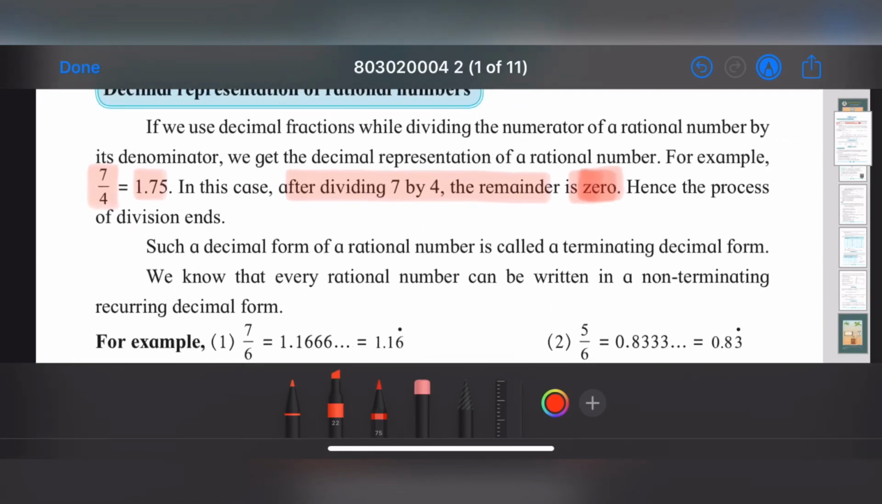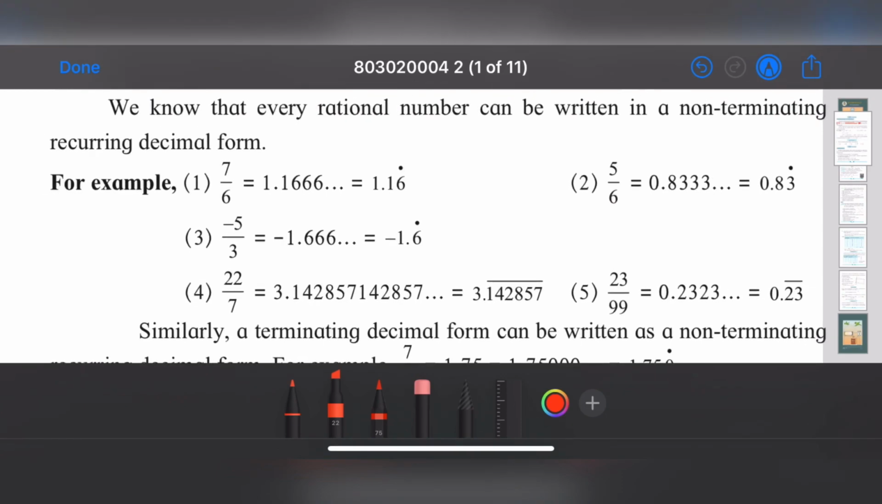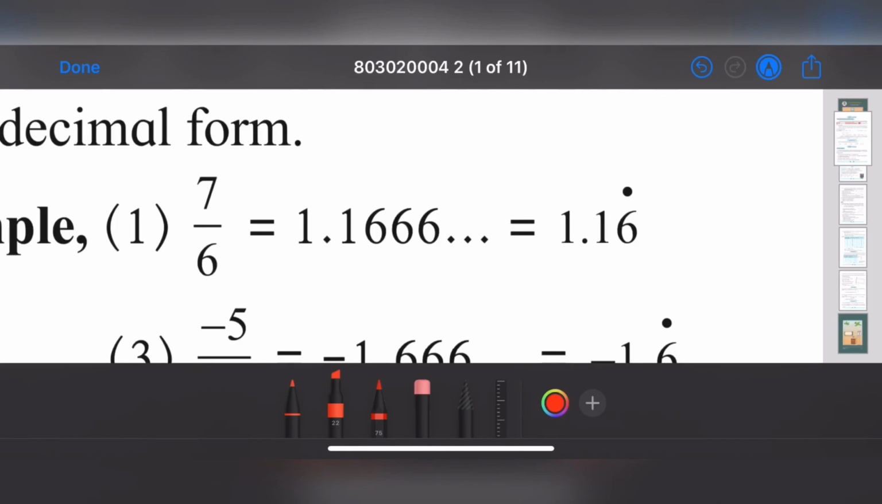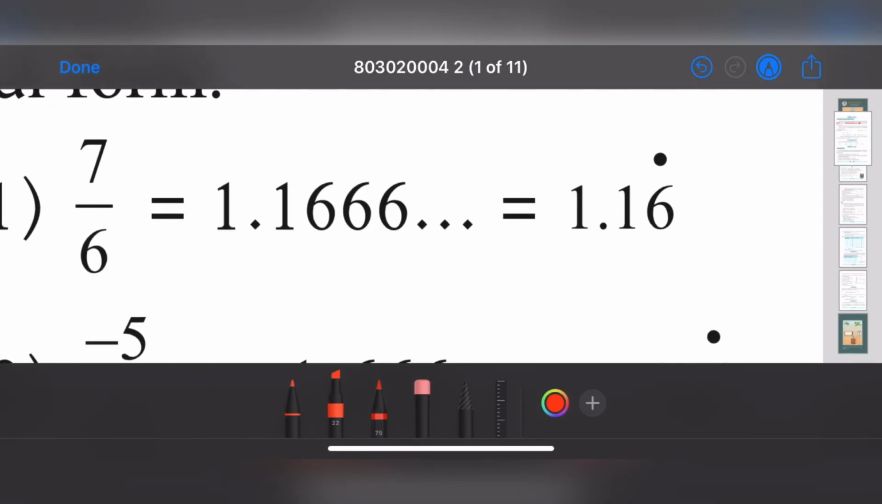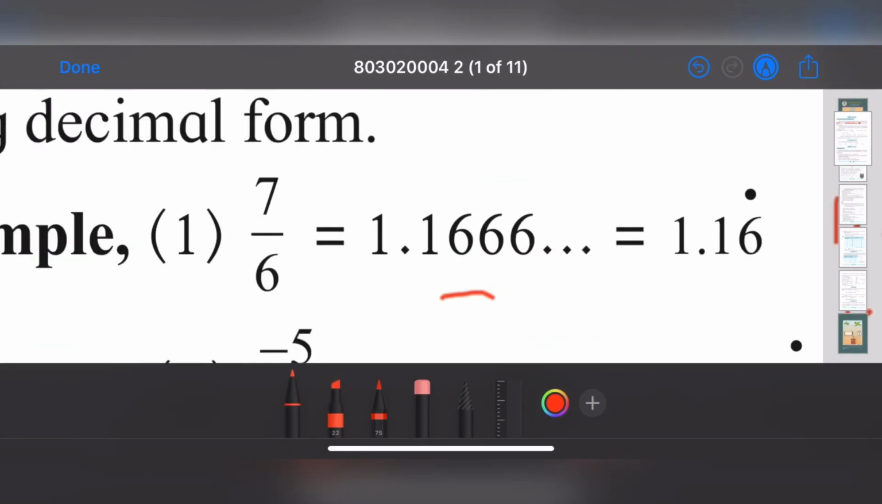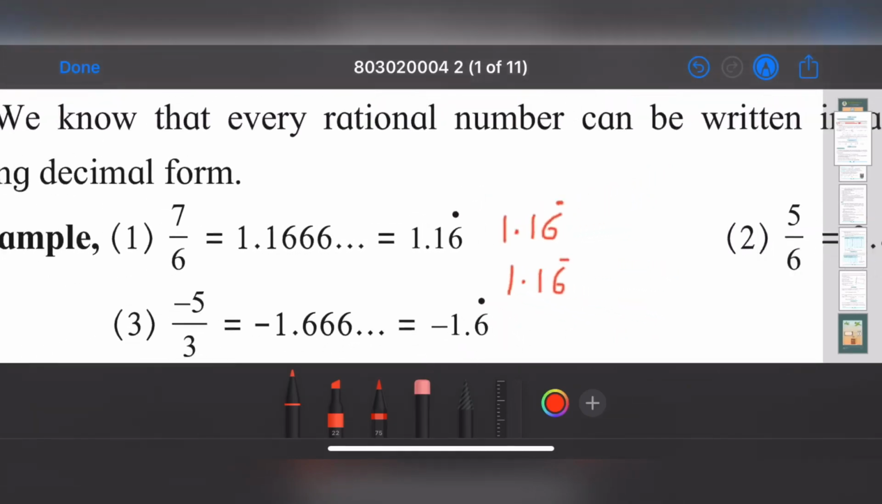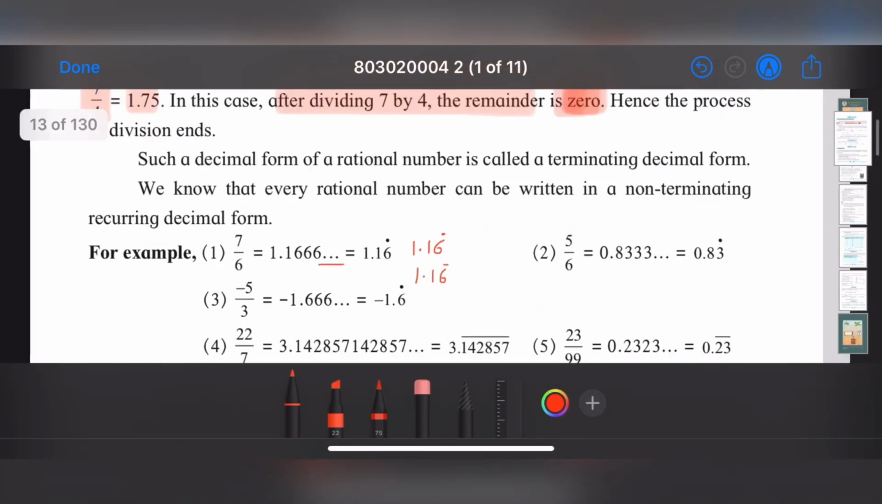Now let's look at some examples where the division doesn't end. For example, the first sum here, 7 by 6. If you divide 7 by 6 to get its decimal form, you will get the answer 1.1666 dot dot dot and so on. Here this number 6 doesn't stop or end. So it is a non-terminating number because it will never end. And such numbers we write with a dot or a bar on top of the numbers that are repeating. For example, here 1.6, we'll write 1.6 dot or 1.6 bar. A bar is usually written when you have two or more numbers that are repeating.